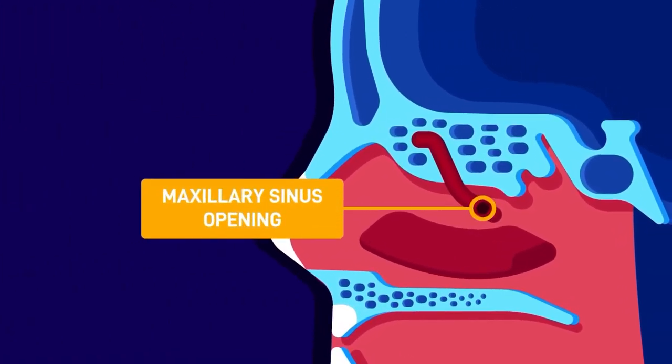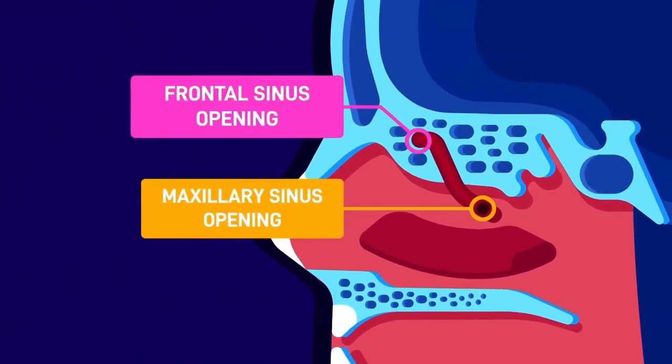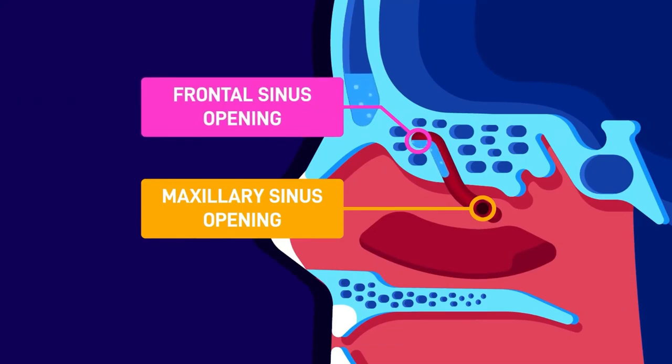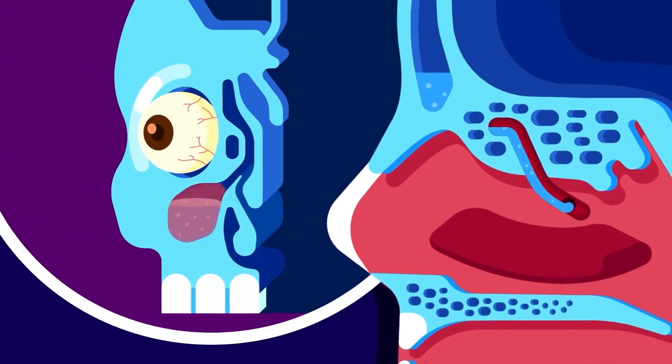Since the maxillary sinus's opening is located underneath the frontal sinus opening, the mucus draining from the frontal sinuses can enter the maxillary sinus and lead to the spread of infection.